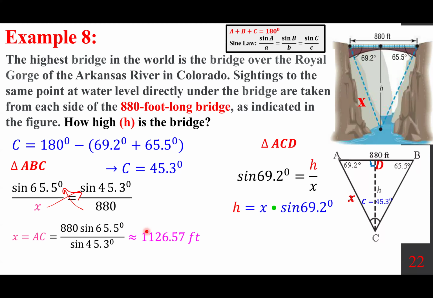So now that we have X, we put it in. And H, the height, becomes 1,126.57 times sine of 69.2, or 1,053.15, same units. This was 880 feet, so the units are the same, in feet.